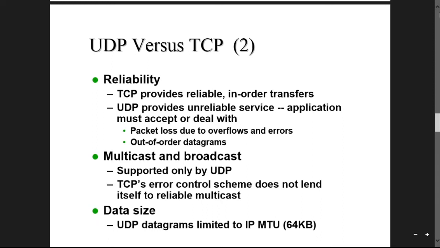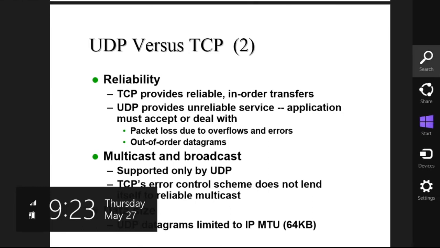Next, reliability. According to reliability, TCP provides reliable service, but UDP is unreliable, because the applications must accept or deal with packet loss due to overflows and errors, and the datagrams can be out of order. So these things are happening.